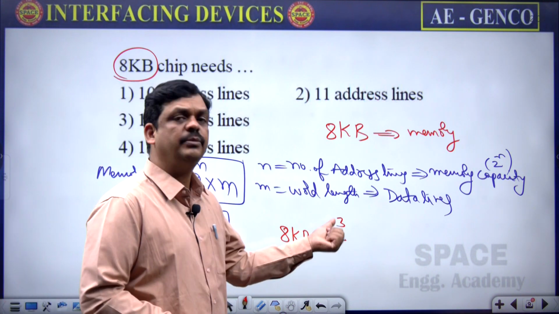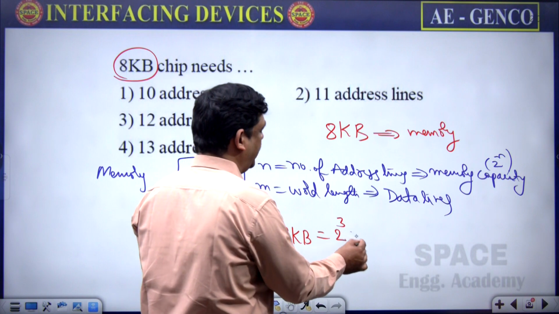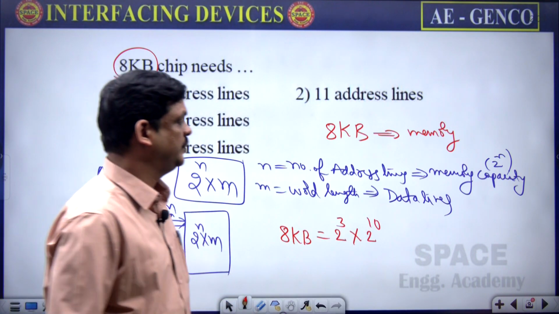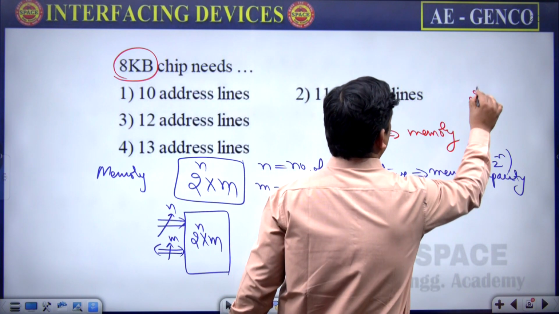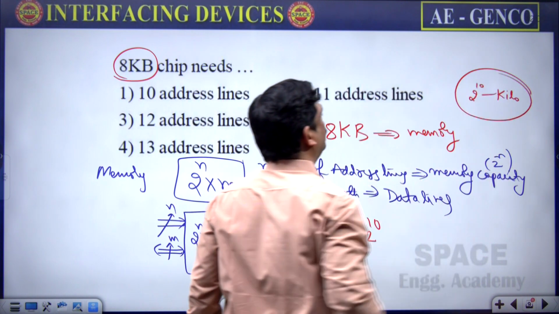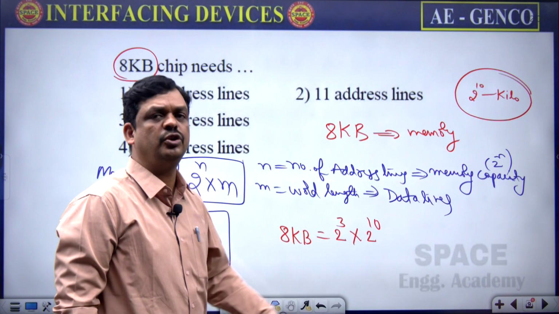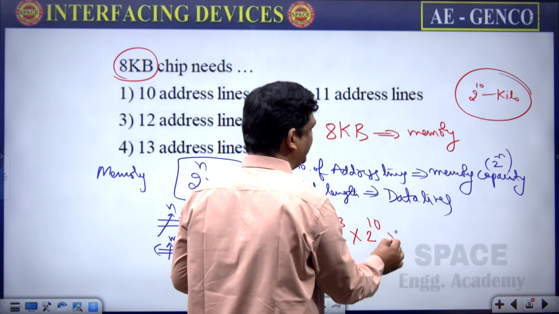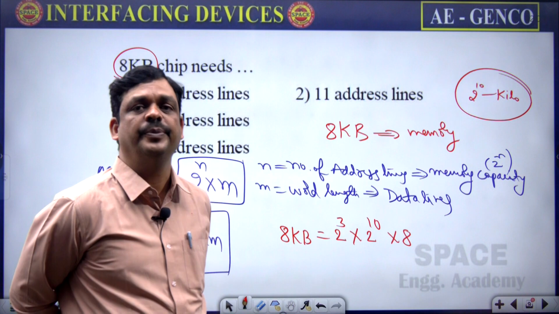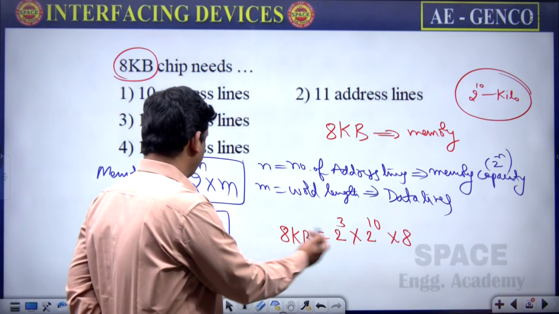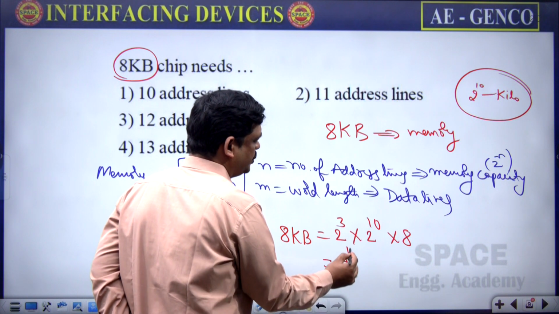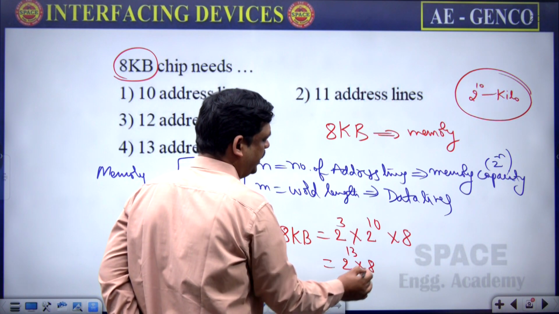So 8 is nothing but 2 to the power of 3. And K is kilo. In binary, kilo is nothing but 2 to the power of 10, right? Just try to remember that one. So K explains 2 to the power of 10. And capital B explains the byte. Byte is nothing but 8 bits, so write in terms of bits representation. Now, if you write the standard form, bases are equal, so powers should be added. So 2 to the power of 13 by 8.